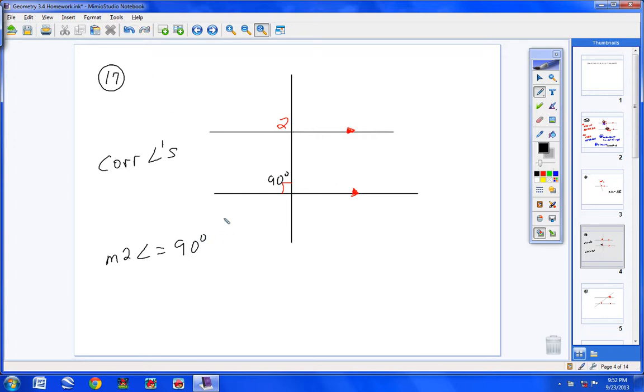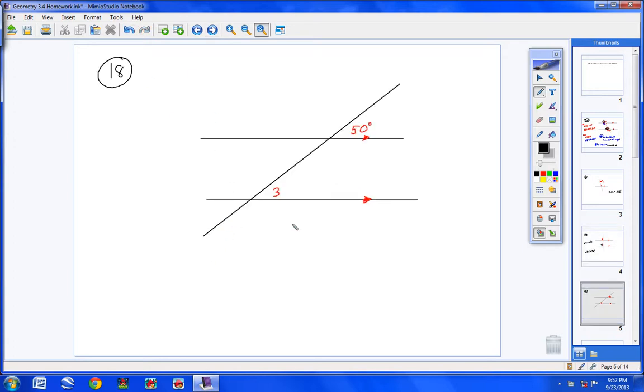All right, let's take a look at number 18. We're going to try to find the measure of angle 3. Now, notice this angle here and this angle here are both to the right of the transversal. They're on the same side. Notice both angles are above the parallel lines. We call those two angles corresponding angles.